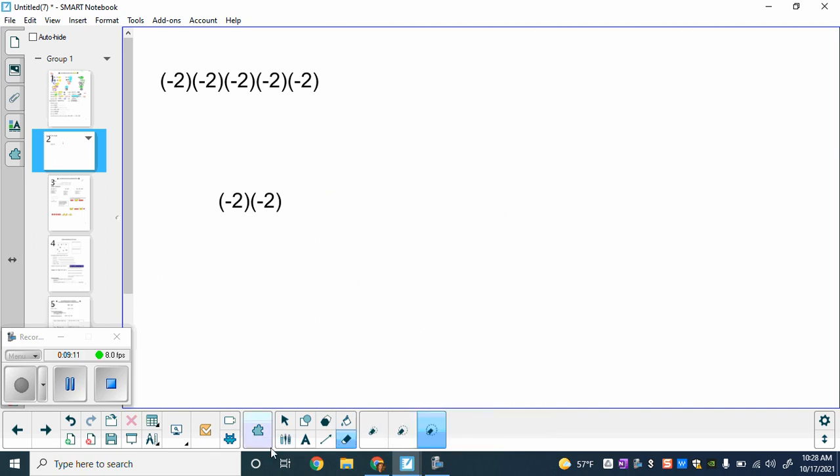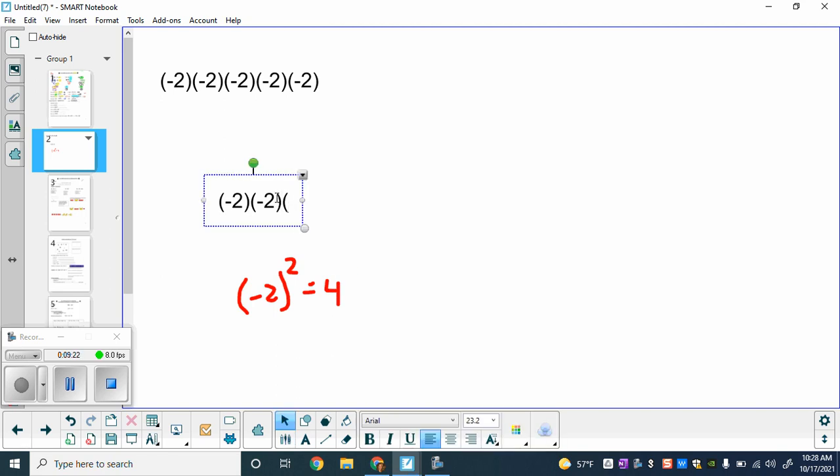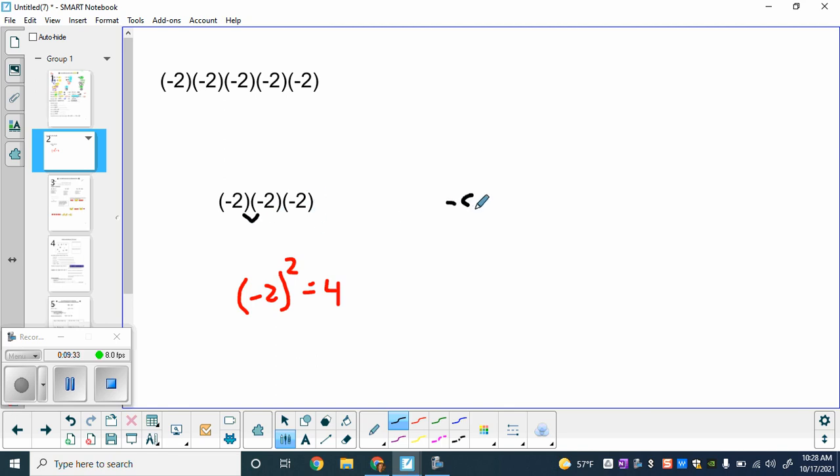Cool. Negative 2 squared. I think you guys are easily going to see where I'm going with this. When you see an even exponent here, that's going to be a positive number. But the moment you see another one of these, now it's going to be a negative answer. Because this is the positive 4, but now that is going to be times a negative 2, so now we have a negative 8.